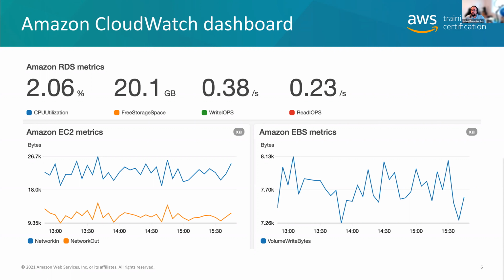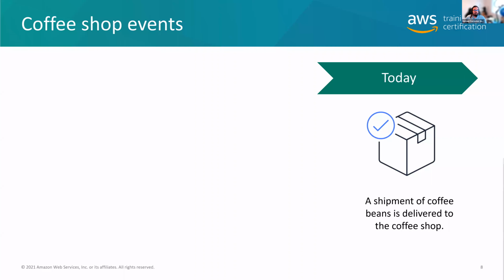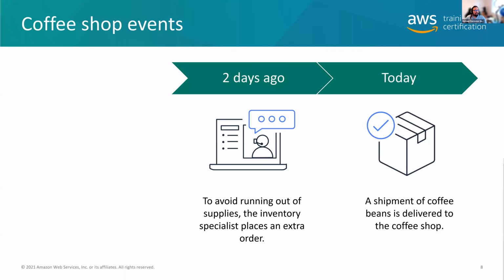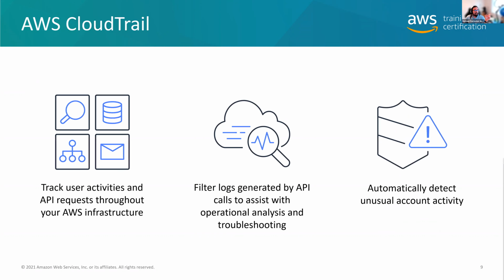Now, what if you want to know what's going on inside your account? Like you don't want to know about the services. You want to know about the account itself. Who's making changes to services? Who's trying to access your console? This is where you use CloudTrail instead. CloudTrail actually allows you to track, for example, who made a change. Two days ago, the inventory specialist placed an extra order because they think they're going to run out of coffee, because days before that, the cashier processed an unusually heavy day. If you want this kind of information about what's going on in your account, you're going to capture the CloudTrail logs.